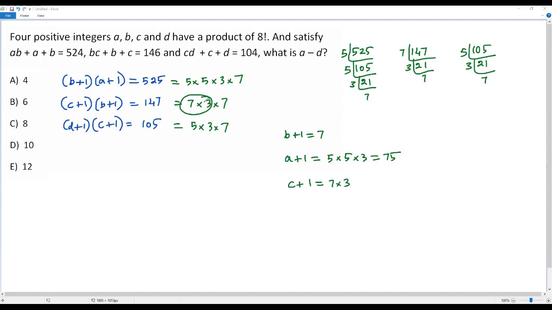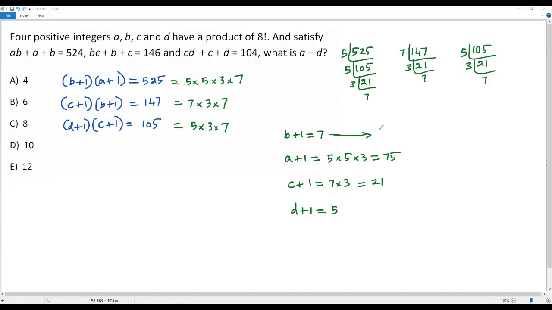When I consider 7 times 3 as a value for C positive 1, then what is the value of D positive 1? Here we have the same 7 times 3, and here we have C positive 1. So when we consider this one as a value for C positive 1, then the value of D positive 1 must be 5. Let me write over here. D positive 1 equals 5. And here 7 times 3 is 21.